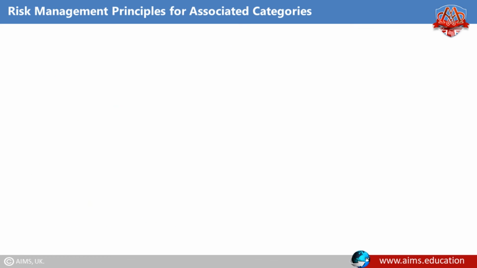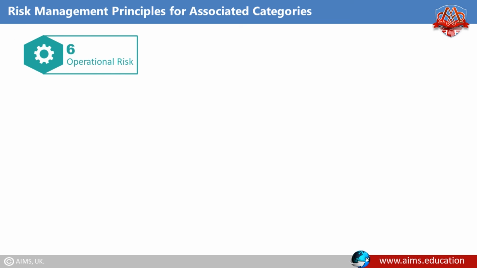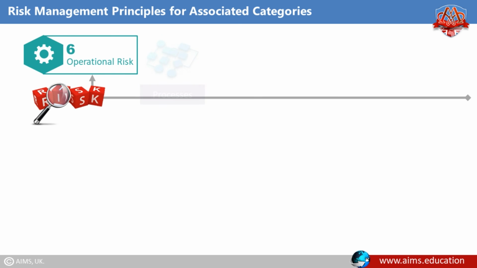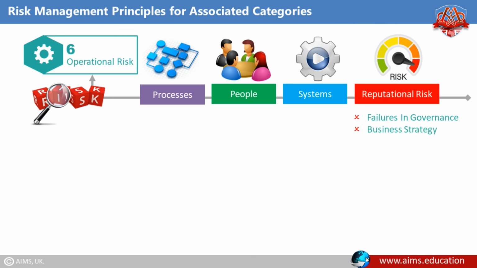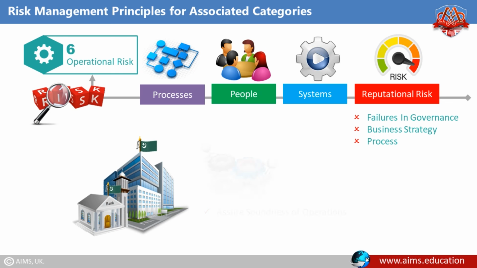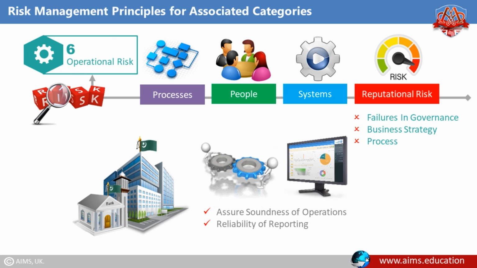And the last and sixth category, operational risk. They arise due to processes, people, and systems, and reputational risks arise due to failures in governance, business strategy, and processes. To counter them, institutions should assure soundness of operations and reliability of reporting.